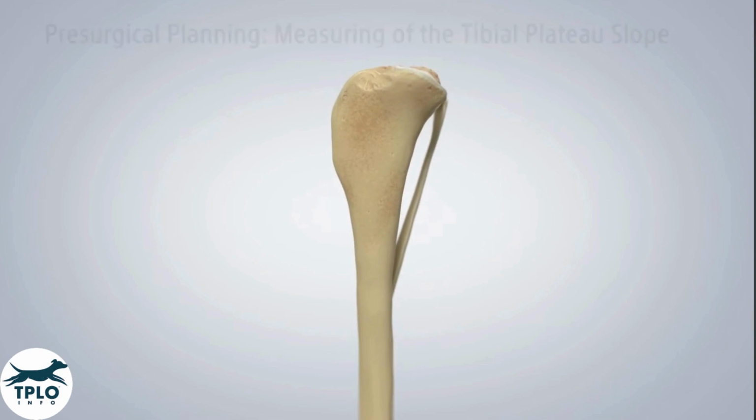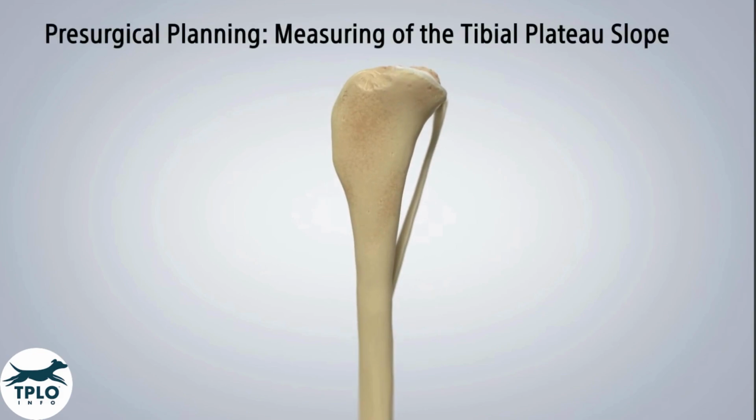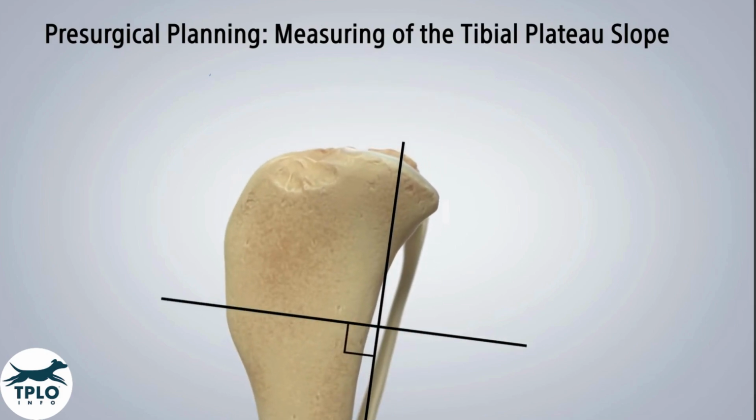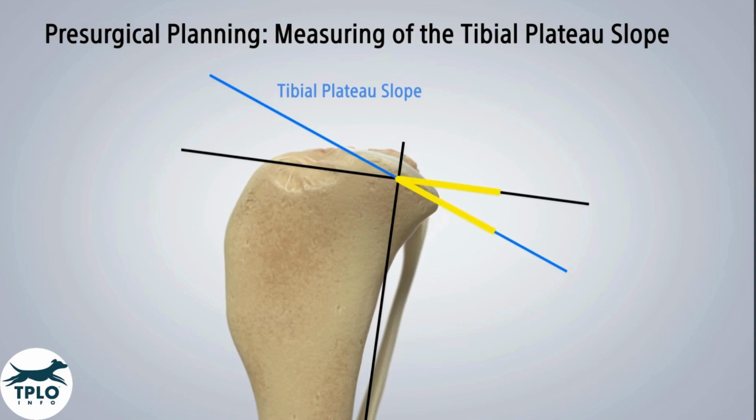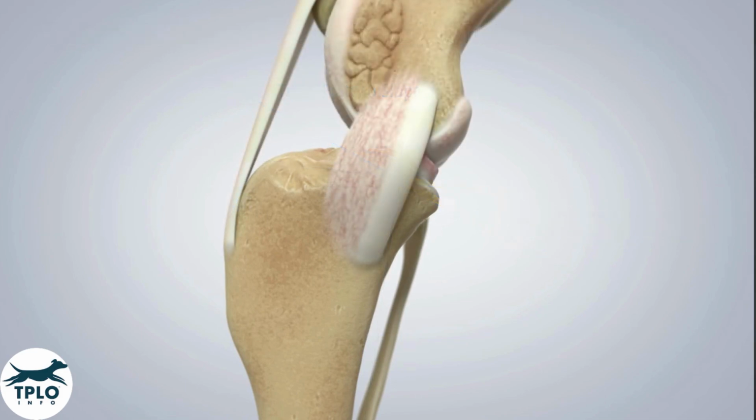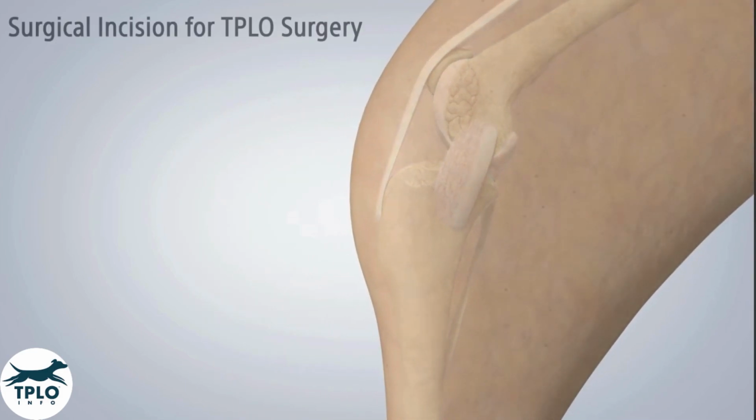Pre-surgical planning takes place based on x-rays. Lines are drawn on the digital x-ray film through the joint above and below. Another line perpendicular to this. And finally, the tibial plateau slope is estimated as seen with the blue line. This produces a tibial plateau angle. Here, it is shown at 29 degrees. The surgery will correct this angle and thus eliminate thrust.